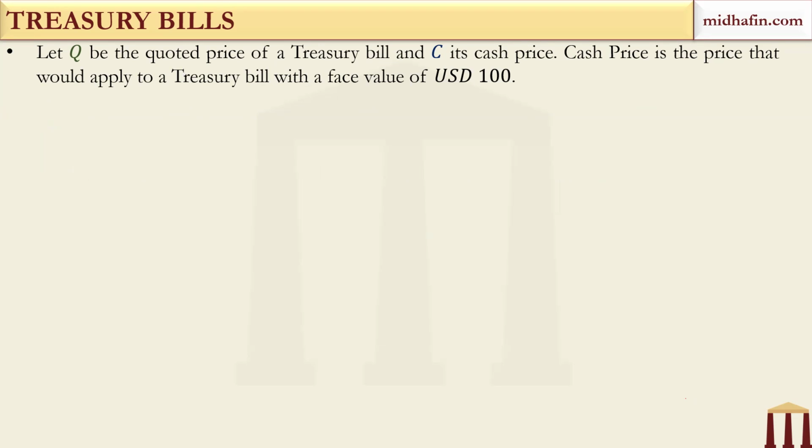Quoted price is the price that you see on the website of whoever dealer, bank, trader, or broker that you are dealing with. And C is the price that you finally end up paying. So there is a difference between these two, and there are certain conventions that are followed when dealer banks are trying to quote the price of bills specifically.